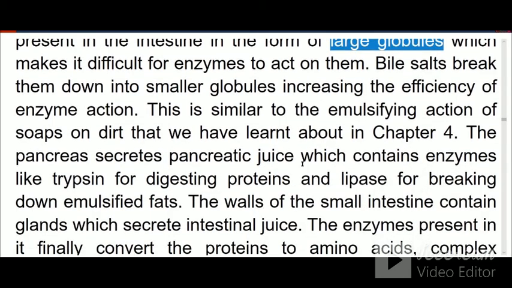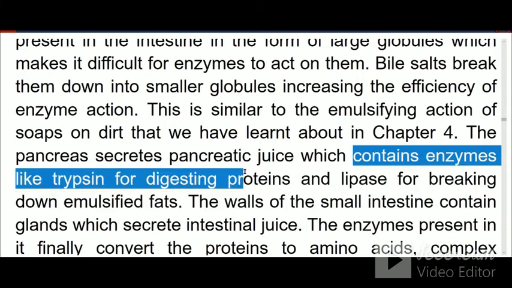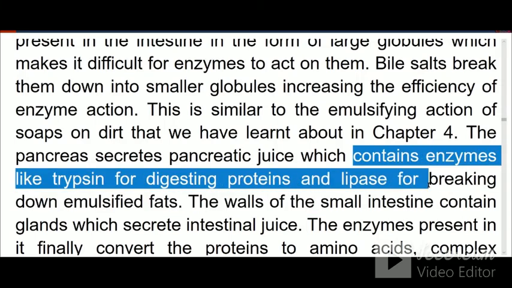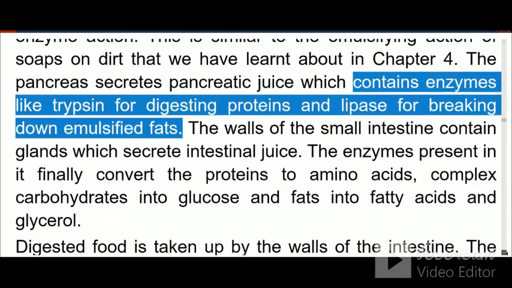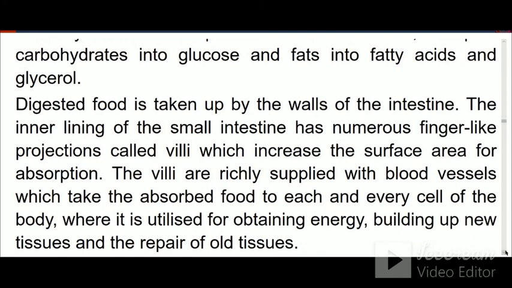The pancreas secretes pancreatic juice which contains enzymes like trypsin. You have to go through this also. Pancreatic juice contains trypsin for digesting protein and lipase for breaking down emulsified fats. So the fat, with oil and everything, is broken down by lipase. The wall of the small intestine contains glands which secrete intestinal juice. The enzymes present in it finally convert the protein to amino acids, complex carbohydrates into glucose, and fat into fatty acids and cholesterol. Digested food is taken up by the walls of the intestine.